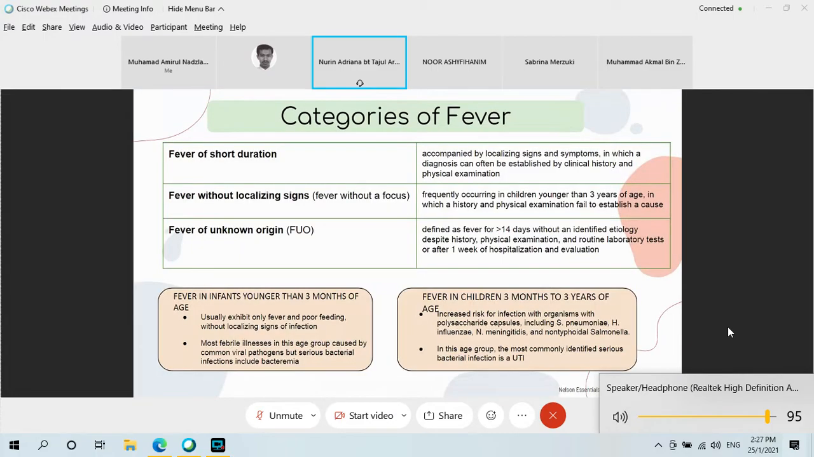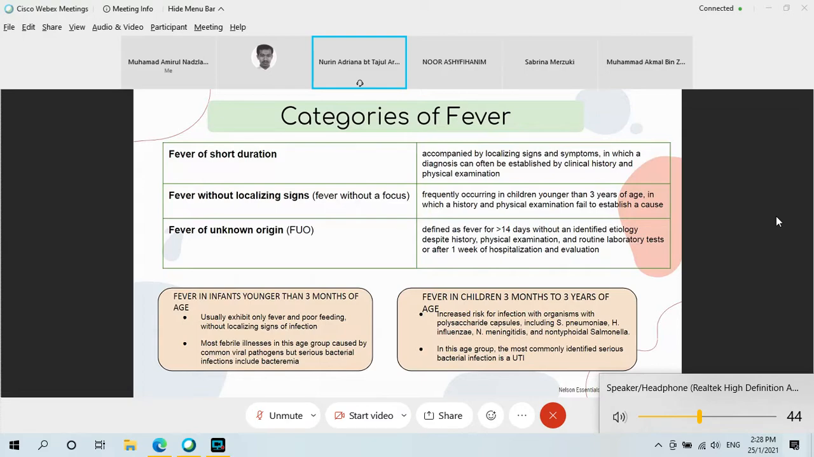For categories of fever, first is fever of short duration accompanied by localizing signs and symptoms, in which a diagnosis can often be established by clinical history and physical examination. Second is fever without localizing signs, which is fever without a focus, frequently occurring in children younger than 3 years of age, in which a history and physical examination fail to establish a cause. And then third is fever of unknown origin, which is defined as fever for more than 14 days without an identified etiology despite history, physical examination, and routine lab tests, or after 1 week of hospitalization and evaluation.